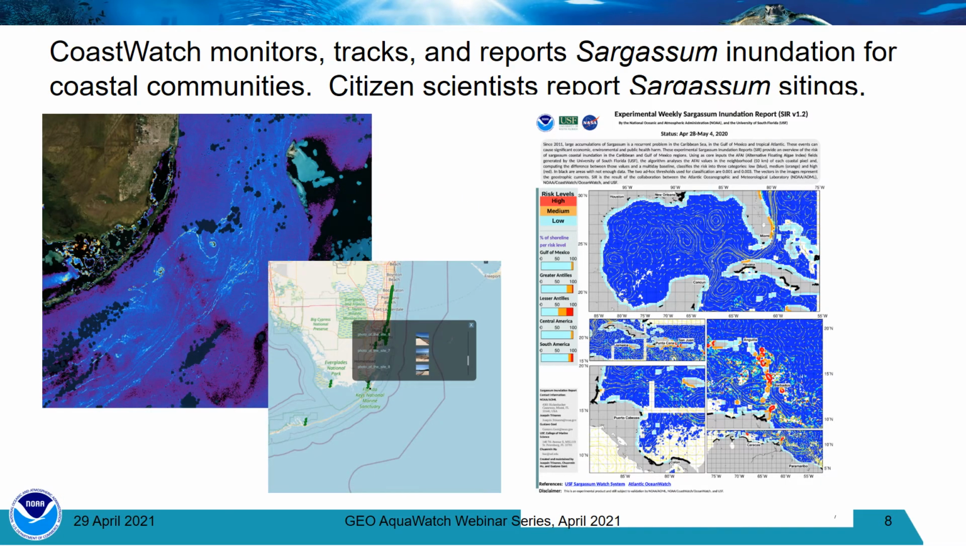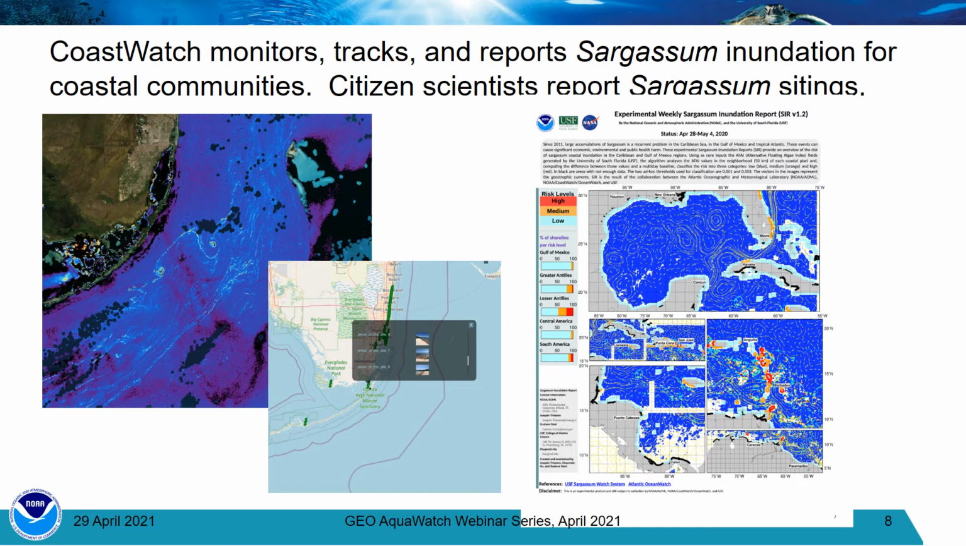Since around 2011, massive amounts of sargassum are arriving to the Caribbean and Gulf of Mexico shores and have major economic, social, environmental, and public health impacts, disrupting tourism, fishing, shipping, and coastal ecosystems. In partnership with CARICOOS, OAR, the University of South Florida, WHO, et al., and IOCaribe, CoastWatch monitors, tracks, and reports sargassum inundation for coastal communities.